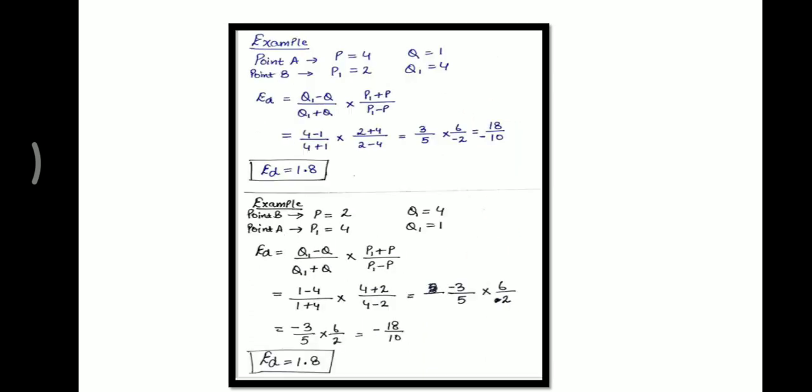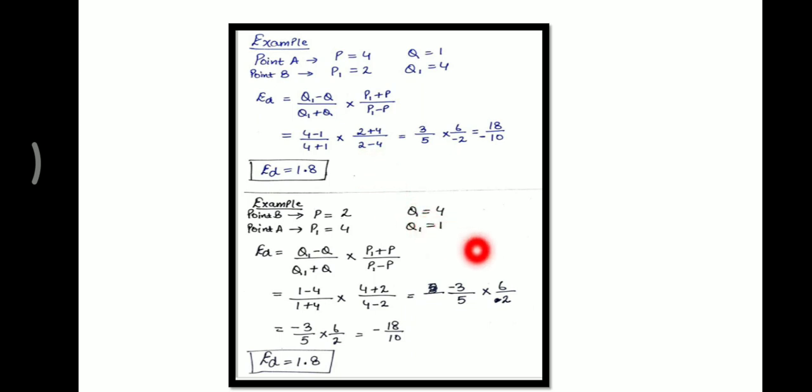Okay, now see one example. Here I have taken the same values which I have taken with the percentage method. So here I am moving from point A to B. The initial price P is 4, Q is 1, P1 is 2 and Q1 is 4. Putting these values in the midpoint method, the elasticity is 1.8.